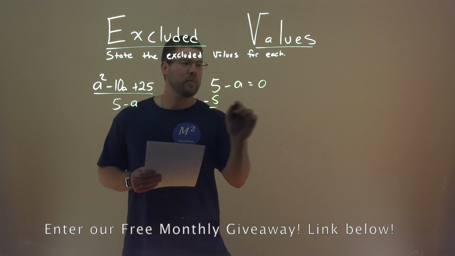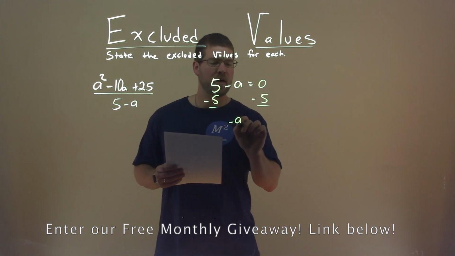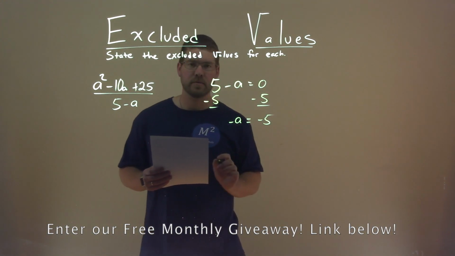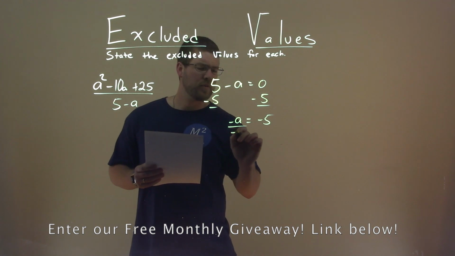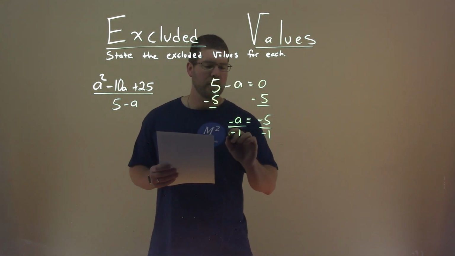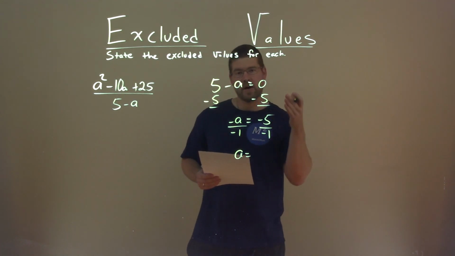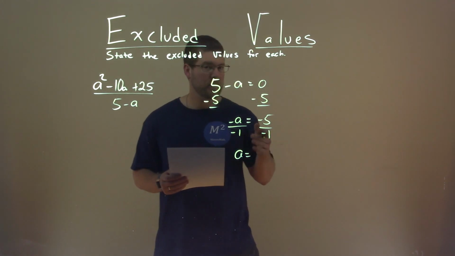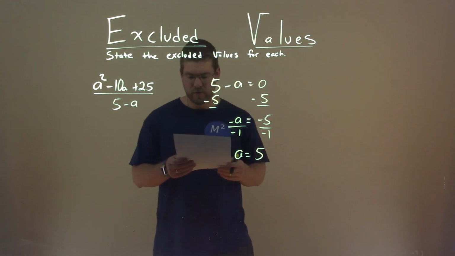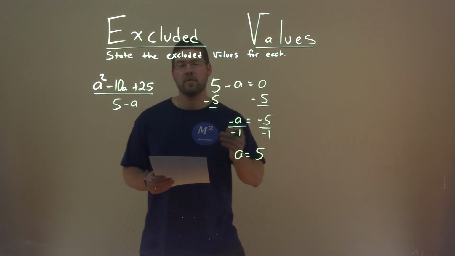I subtract 5 from both sides, and I have negative a equals negative 5. Okay. Divide both sides by negative 1. The negatives cancel, and we have a now by itself. Negative 5 divided by negative 1 is a positive 5, and so positive 5 is our excluded value.